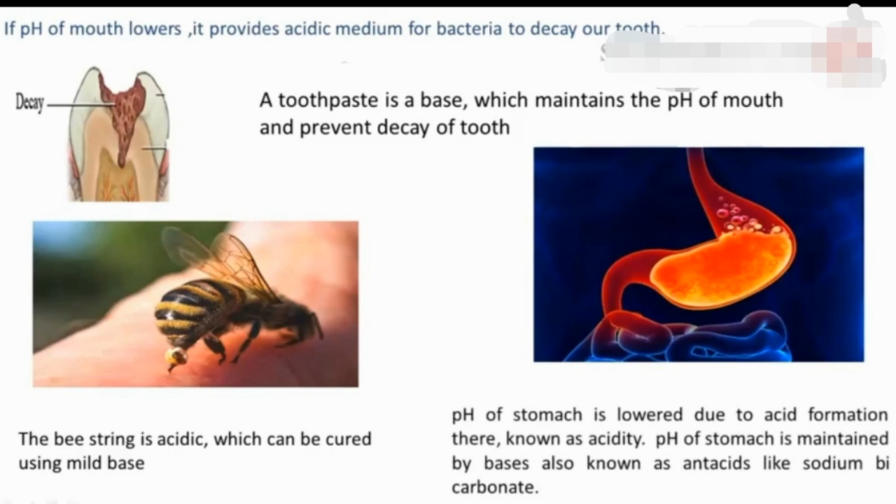Next comes the pH of the stomach, which produces HCl, means hydrochloric acid. The pH of the stomach is lower due to acid formation. This is known as acidity. The pH of the stomach is maintained by bases also known as antacids, like sodium bicarbonate.